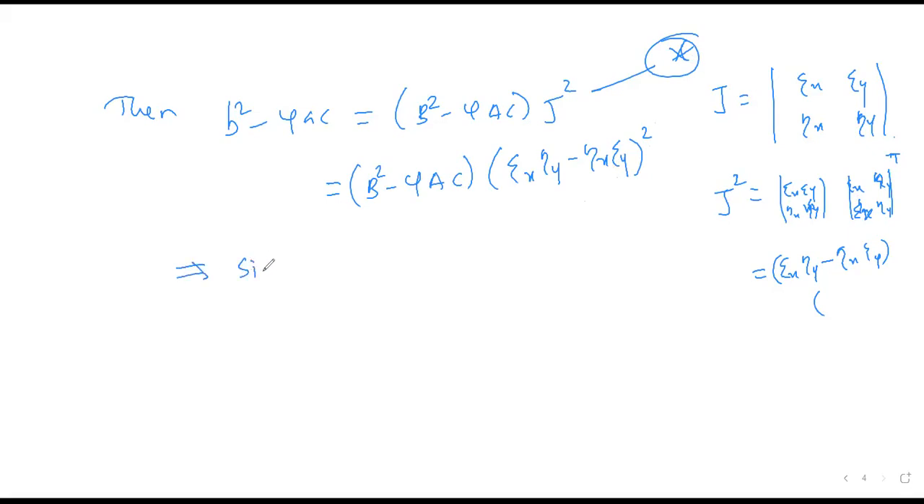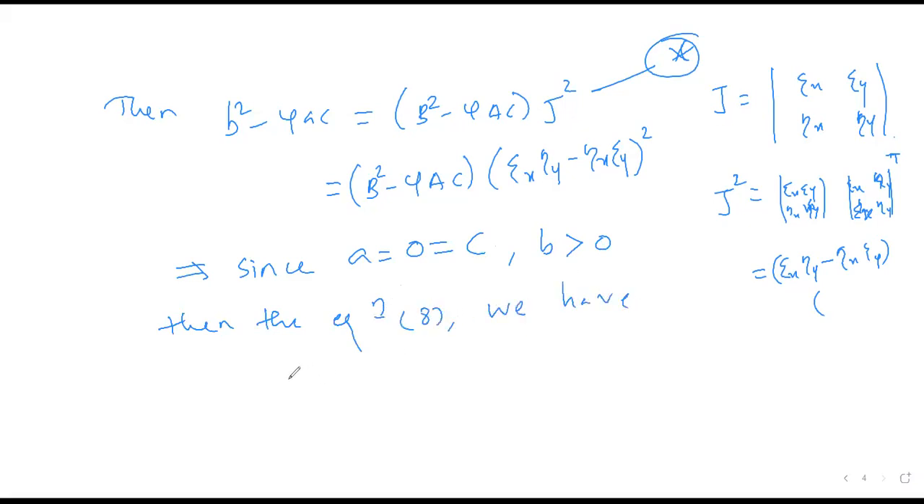So from this, since in the hyperbolic case we have found A and C are 0, only B is greater than 0. Then in equation 8, we have u_xi xi plus B u_xi eta plus C u_eta eta is equal to 0.